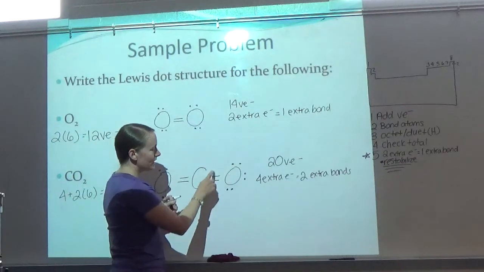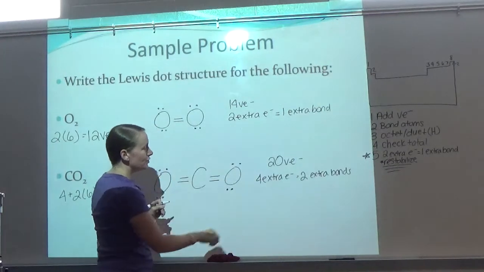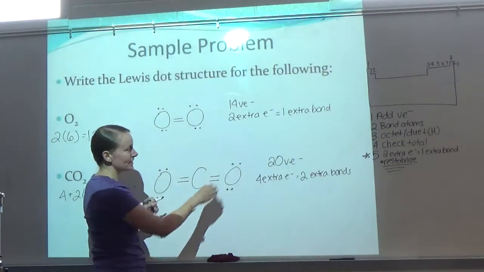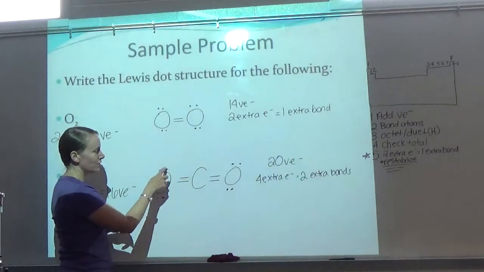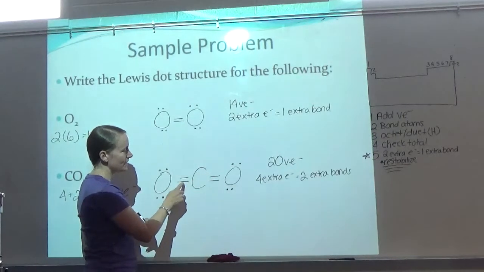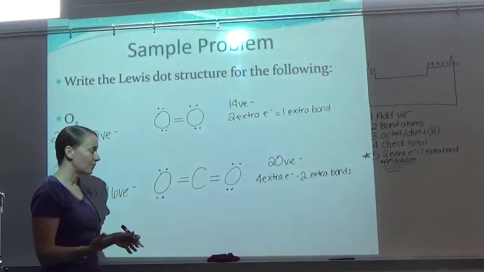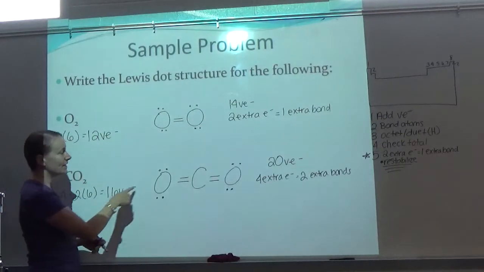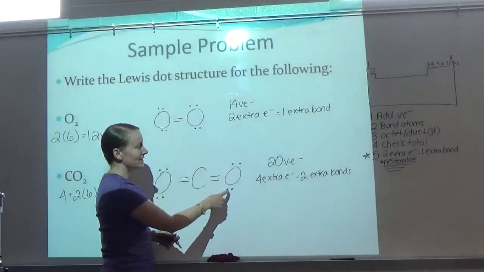And then oxygen has 2, 4, 6, 8, 10. So I'm going to remove 2, and so now oxygen has 2, 4, 6, 8. So I'm just going to remind you that they all have 8. Just one more time. Oxygen, 2, 4, 6, 8. Carbon, 2, 4, 6, 8. Oxygen, 2, 4, 6, 8. So now let's check our total. I'm allowed to have 16, 2, 4, 6, 8, 10, 12, 14, 16.